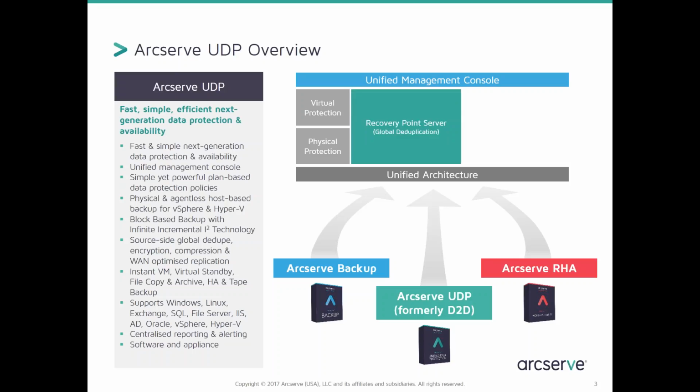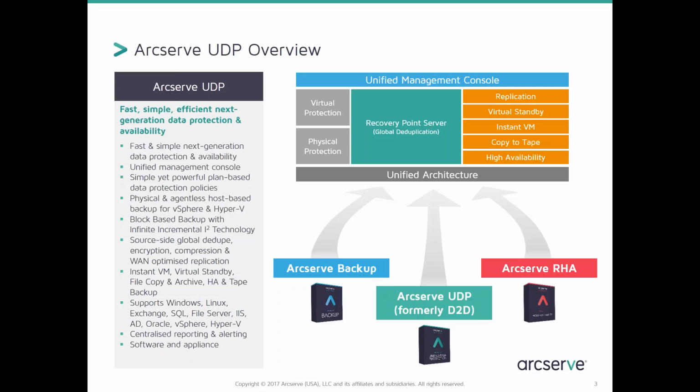The bulk of our differentiation in the market and from our competitors comes from the use of our recovery point server. This is a Windows server where we can enable global source-side dedupe. So any backups going into a data store on the recovery point server can be deduplicated at the source, meaning you save not only disk space from the deduplication, but you're also saving on bandwidth as well as the time it takes to perform a backup. Once we have data in a recovery point server, we then have the ability to perform additional functions such as replicating that, performing virtual standby or instant VM, performing copy to tape, and so on.